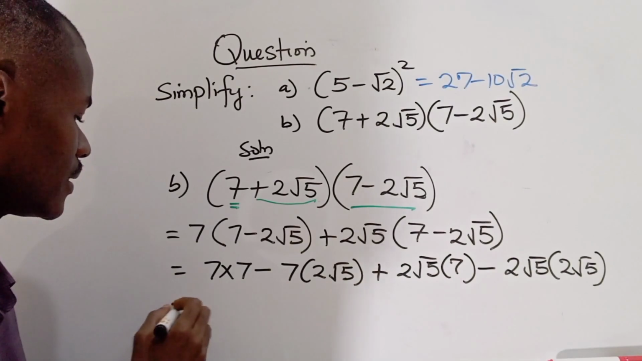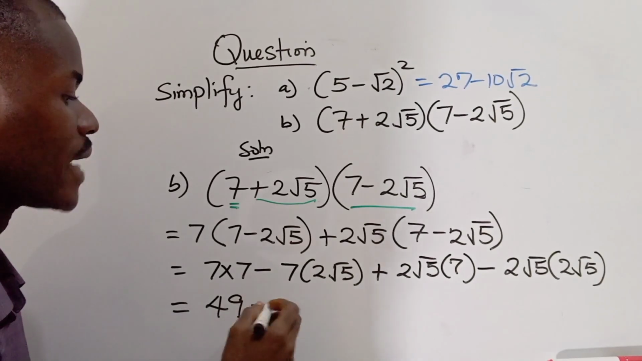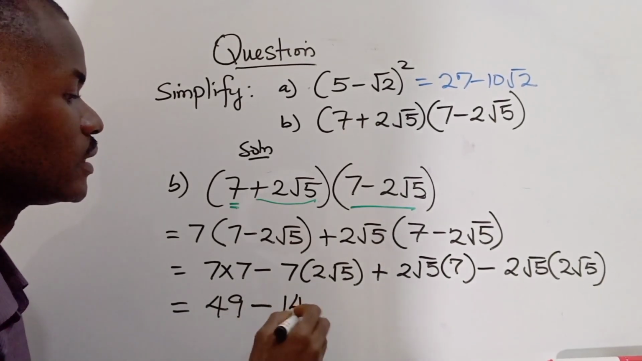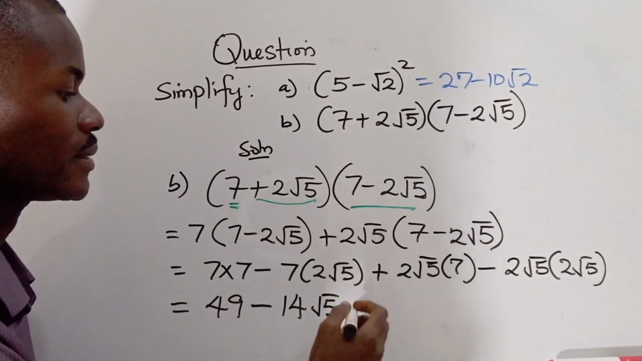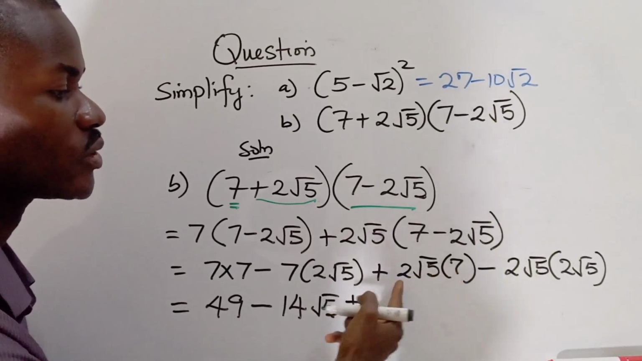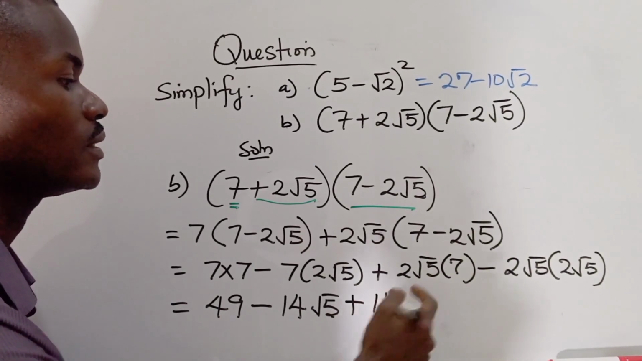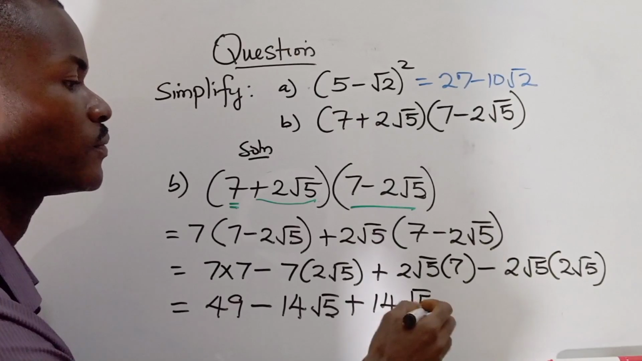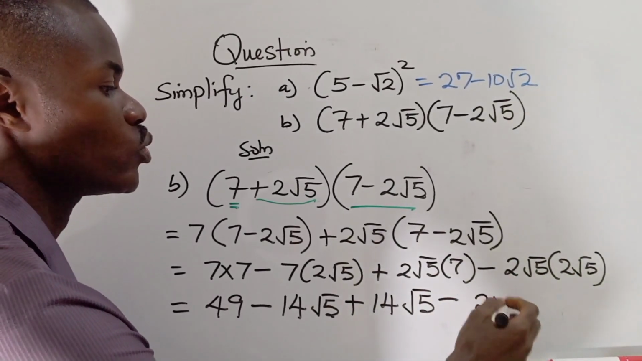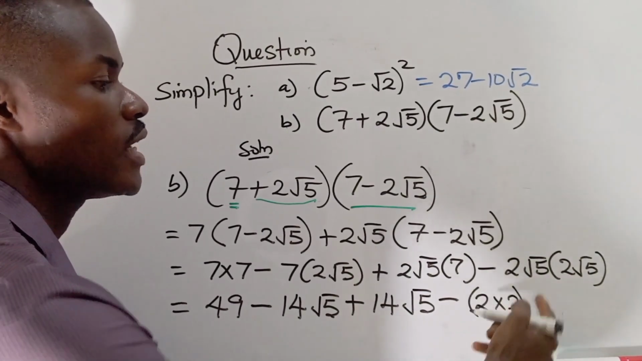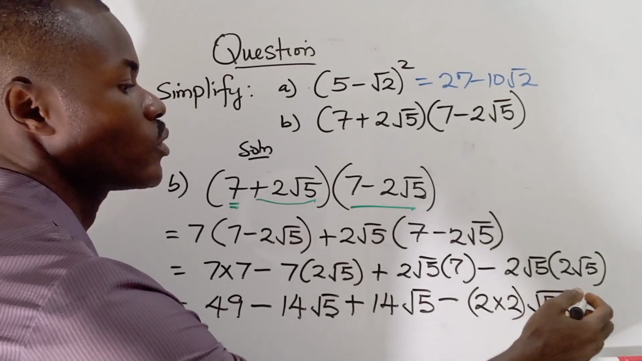Now let's multiply this. This is going to give us 49, since 7 times 7 is 49. Minus 7 times 2 is 14, so we have 14 root 5. Plus, now for this 7 is going to multiply the 2, so 7 times 2 is still 14, so we have 14 root 5. Minus, now for this, the two numbers will multiply, so we have 2 times 2, and the root 5 is going to multiply root 5, so we have 5 times 5.